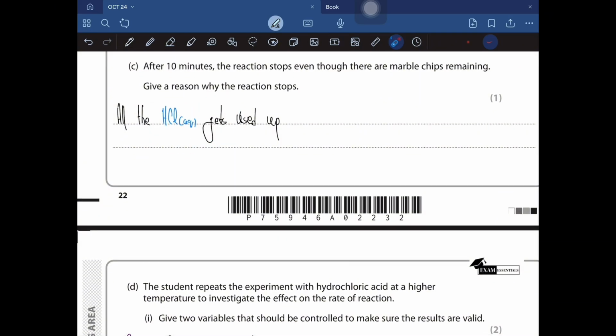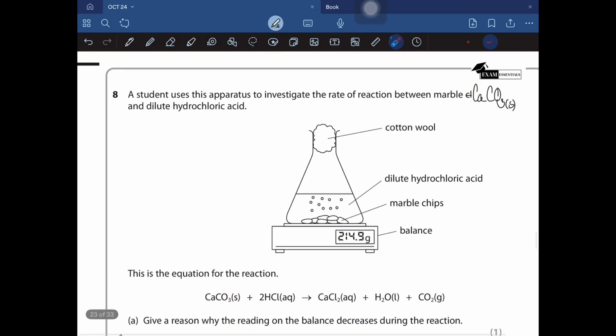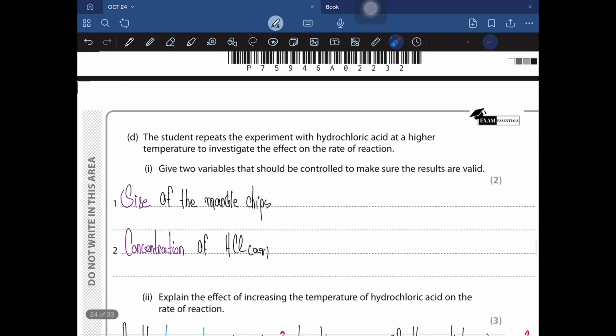The student repeats this experiment with hydrochloric acid at a higher temperature to investigate the effect on the rate of reaction. Okay, give two variables that the student should control to make sure that the results are valid. Okay, so first thing is that the student has increased the temperature, right? But the experiment is the same. So basically, the surface area of these marble chips needs to be the same as well. And also, since the student is only increasing the temperature, the concentration of HCl needs to be constant as well, right? Because if the concentration of this thing increases, then the rate is going to increase as well, right? So yeah, size of the marble chips or the surface area of this, and the concentration of hydrochloric acid.